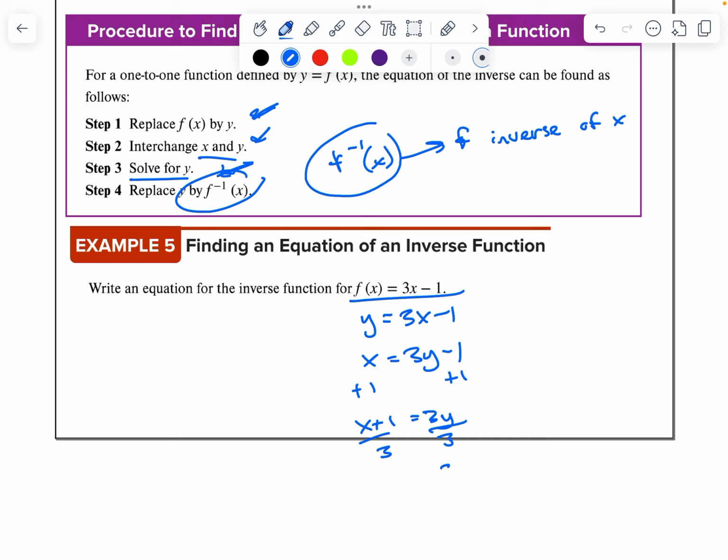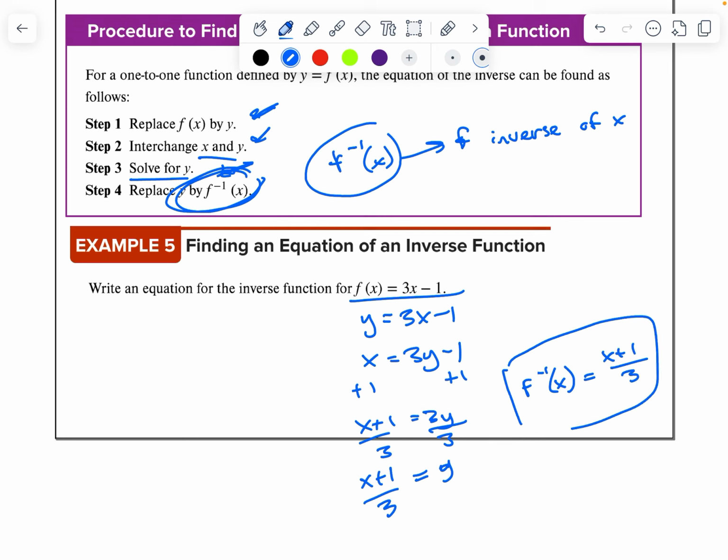We get y equals x plus 1 over 3. And finally, replace y with f inverse of x. So that's f inverse of x equals x plus 1 over 3. If we wanted to verify, we could do f of g and g of f, just imagine that it was g, and make sure that they both turn out to be x. This is our inverse. If you sub those in, they would both turn out to be just x.